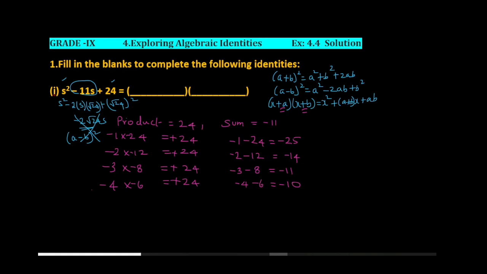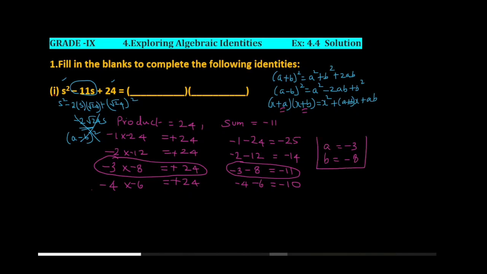So which is our proper pair of integers? The product is 24, so minus 3 and minus 8's product is 24. At the same time, minus 3 and minus 8 give the sum as minus 11. So our integers are a is minus 3 and b is minus 8. The product gives plus 24 and the sum gives minus 11. So now split the middle term and find the factors.